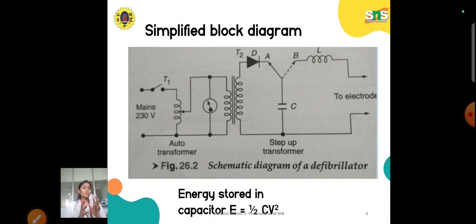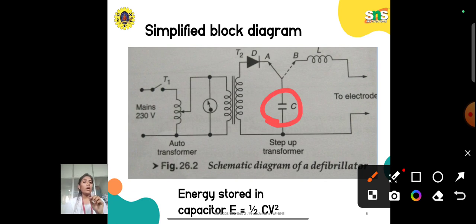A defibrillator is a device that stores some amount of energy. Then, whatever value we are setting or selecting, that energy is delivered. So storing and delivering is the function of the defibrillator. That is one component, which stores energy and dissipates energy. That component is nothing but a capacitor. That is the main component if you take any defibrillator design. The capacitor plays a very big role in designing defibrillators.